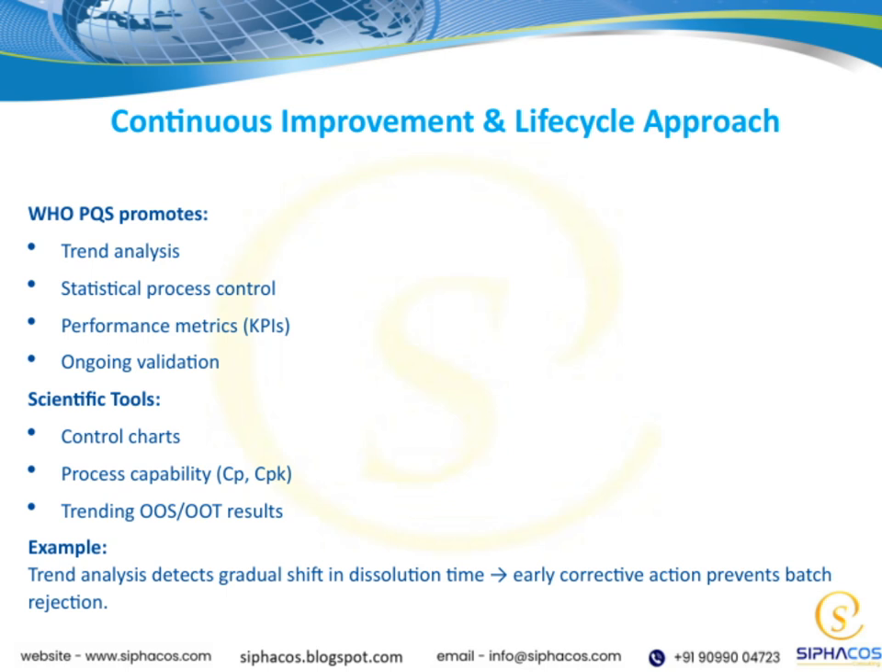For example, if trend analysis detects a gradual shift in dissolution time, we can take corrective action early, preventing costly batch rejections down the line. This proactive approach not only saves time and resources, but also ensures we consistently deliver quality products. Overall, integrating these continuous improvement tools into our life cycle approach helps us stay ahead and maintain the highest standards.